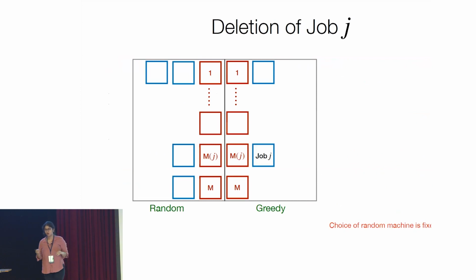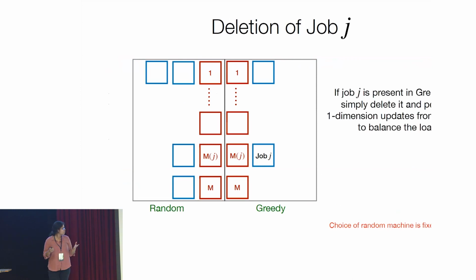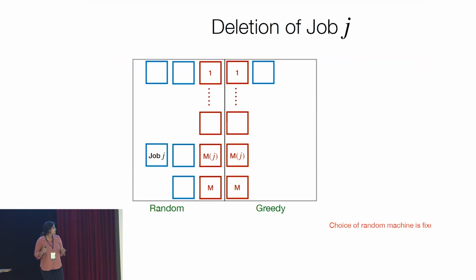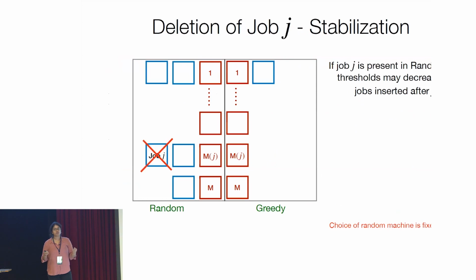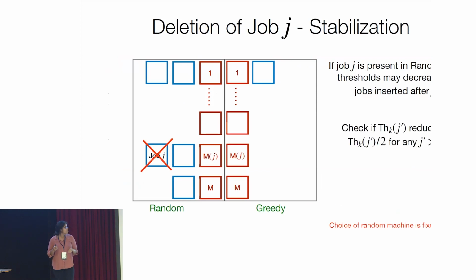When we get a request to delete some job, if the job is in the greedy set already, we're okay because the one-dimensional algorithm already takes care of deletions for us. So we just get rid of it and do whatever reassignments it tells us to. If it is in the random set, we'll have to do a little bit more work. If we delete it, what may end up happening is, because this job is gone, for some job which is inserted after J, the threshold may decrease. Because we said job-dependent thresholds, anything before J is not affected, but something after J could be affected. Does that make sense? So we're just going to check if the threshold reduces by half for any job which is inserted after J.